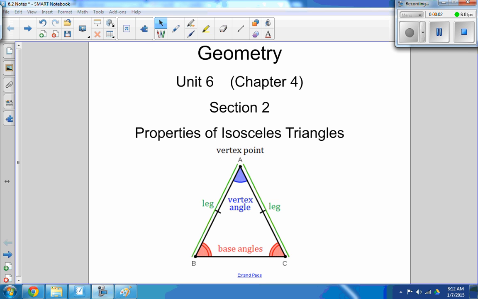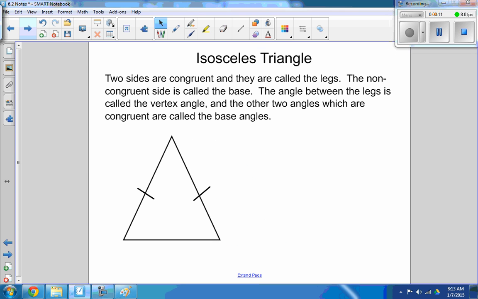Geometry, Unit 6, which is Chapter 4 in the book, Section 2, Properties of Isosceles Triangles. So with an isosceles triangle, two sides are congruent, and they are called the legs. So here, this is a leg, and on this side, this is a leg. The non-congruent side is called the base. So that's this side.